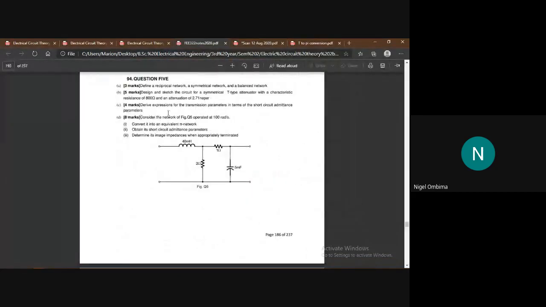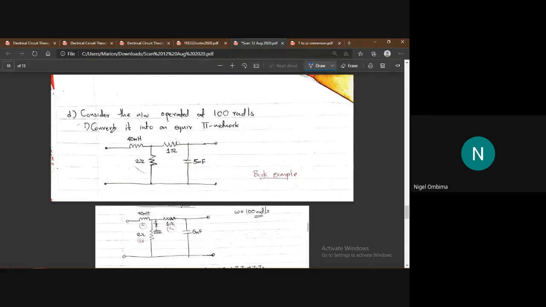Let's continue. Part D. Consider the network of figure Q5 operating at 100 radians per second. This is a frequency. Convert it into an equivalent pi network. Obtain its short circuit admittance parameters, again Y parameters. Determine its image impedances when appropriately terminated. We start with the first one: convert it into an equivalent pi network.